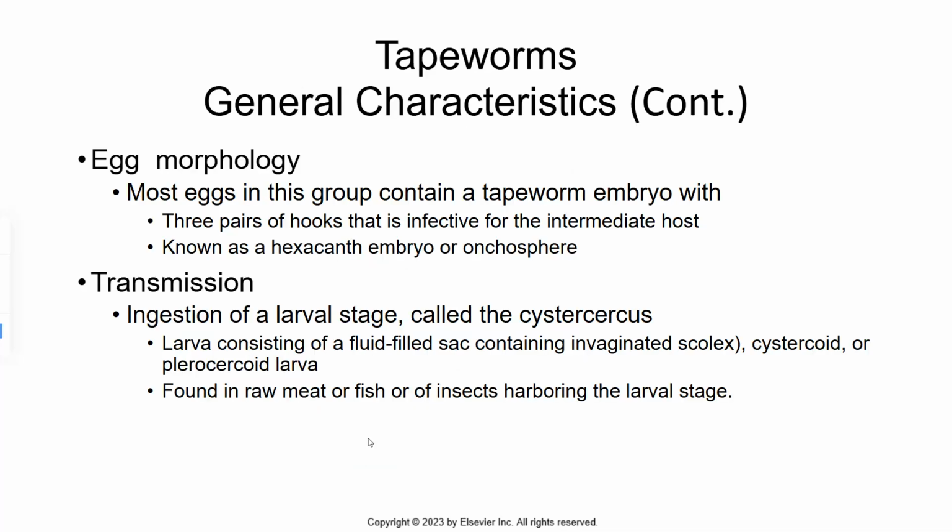Egg morphology. Most eggs in this group contain a tapeworm embryo with 3 pairs of hooks that is infective for the intermediate host, known as the hexacanth embryo or oncosphere. Transmission is by ingestion of the larval stage called the cysticercus, larvae consisting of a fluid-filled sac containing an invaginated scolex, cysticercoid, or plerocercoid larvae found in raw meat or fish or insects harboring the larval stage.